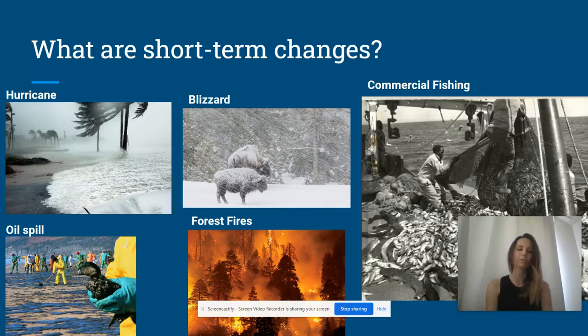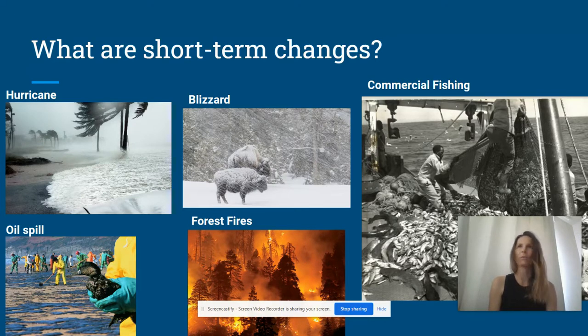Now I want to go back to the slide that Miss Malone shared where she talked about that an environmental change can be caused by humans or it can be a natural cause, a natural disturbance. So if we look at our examples, something like a hurricane, blizzard, tornado, volcanic eruption, those would be natural causes. Now you might be thinking, what about a forest fire? Well, a forest fire could be a natural cause or it could be a human cause. Oil spill, commercial fishing, also known as overfishing, those would be human caused.